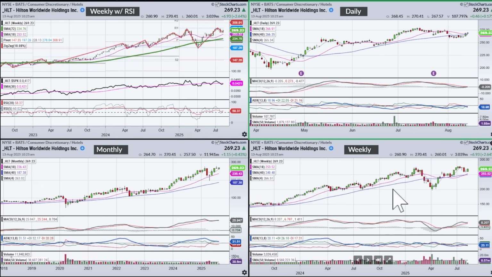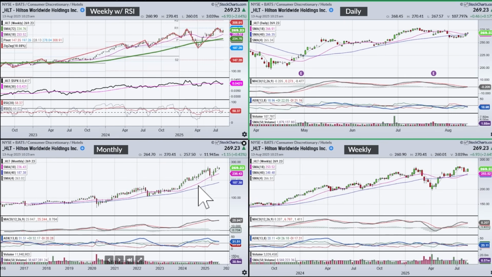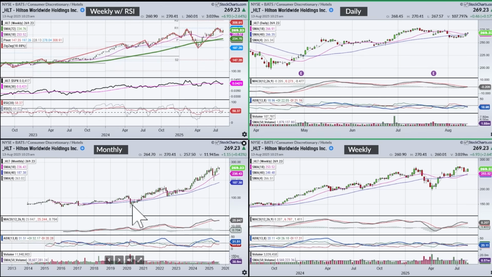All right, let's look at Hilton. Hilton's a great looking stock. It has made a pretty substantial move off the original kind of turn. Here was the big base down here, kind of erratic in the way that it formed, but we moved up.